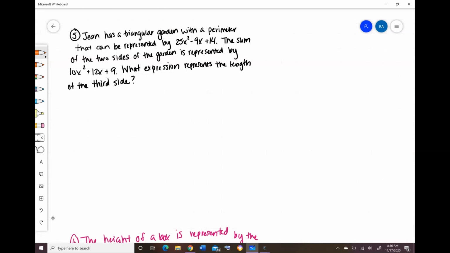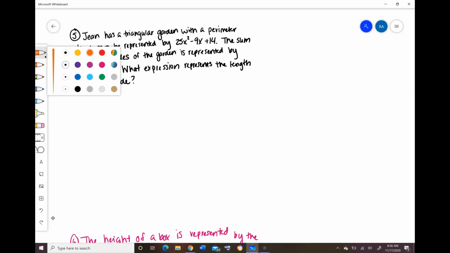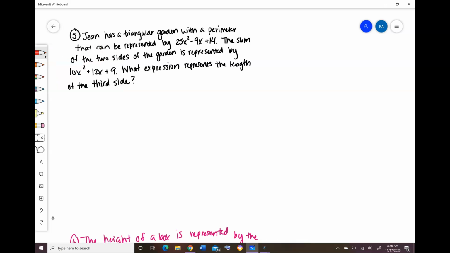So it says, Jean, let's change the color. Let's go back to red. Jean has a triangular garden with a perimeter that can be represented by 25x squared minus 9x plus 14. The sum of the two sides of the garden is represented by this. What expression is the third length?